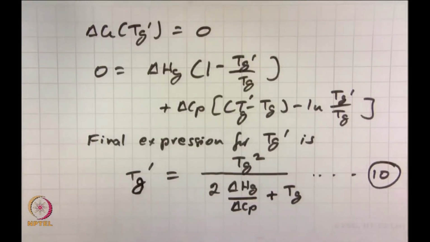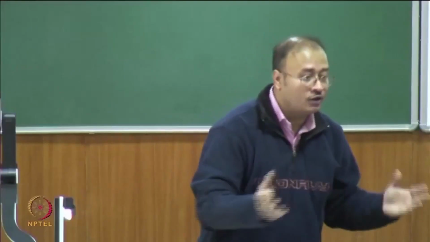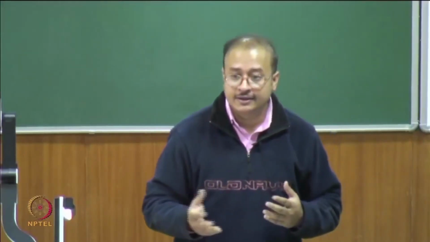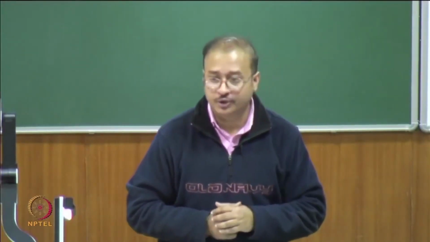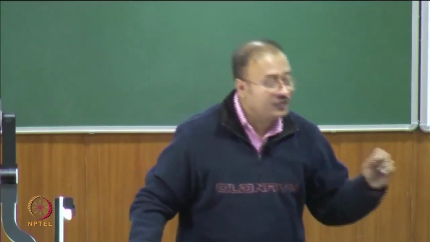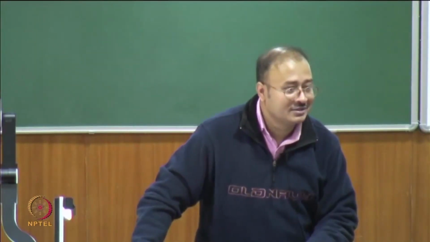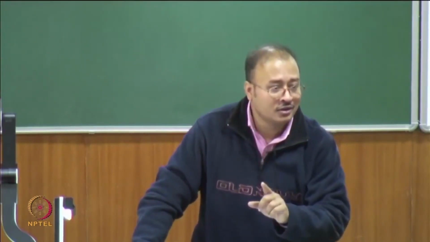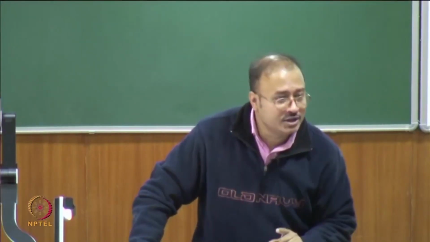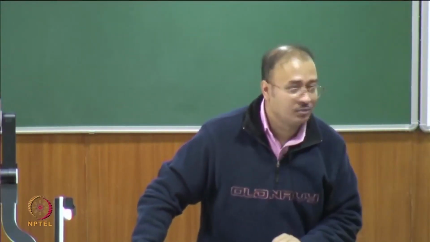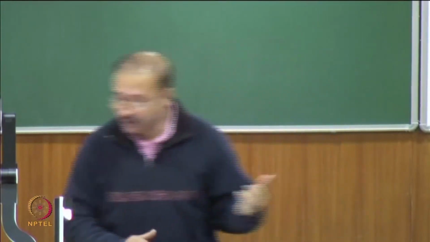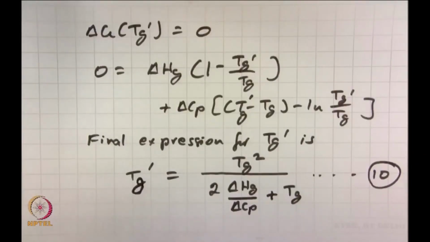See, cold denaturation temperatures are not very easy to find. The reason being, it often happens that T g prime is well below 0 degree Celsius, and hence you have to change the solvent condition or do something else to go to that cold denaturation point. But if you have a relation between T g prime and T g, at least you would know, because it is easy to find out T g, where T g prime would come in, because you would know T g and you would know delta H g and delta C p, right.